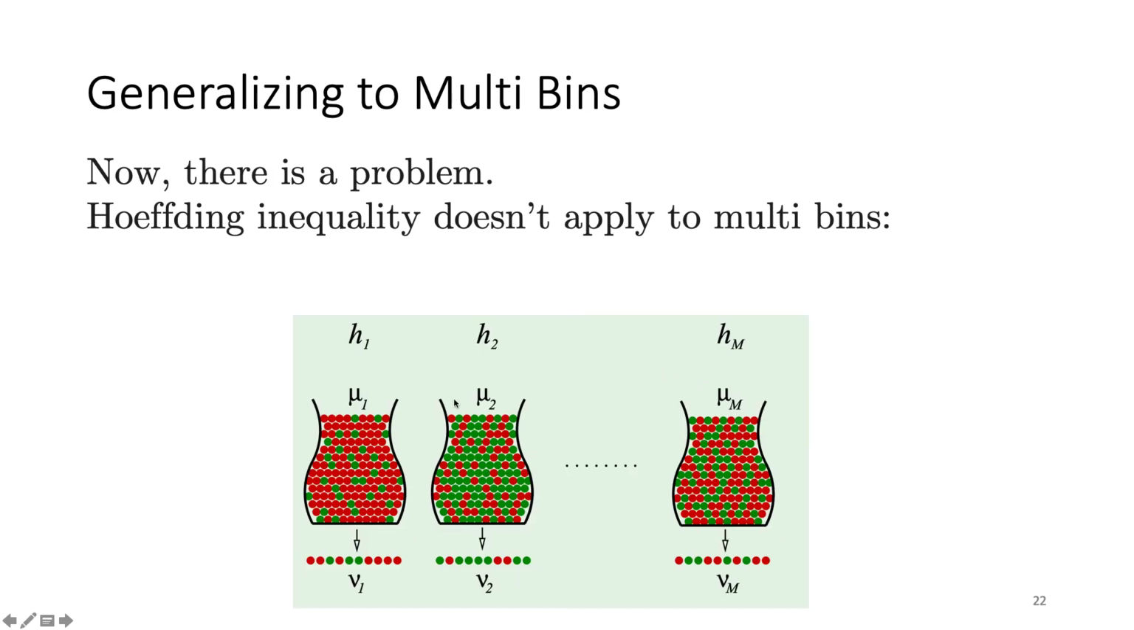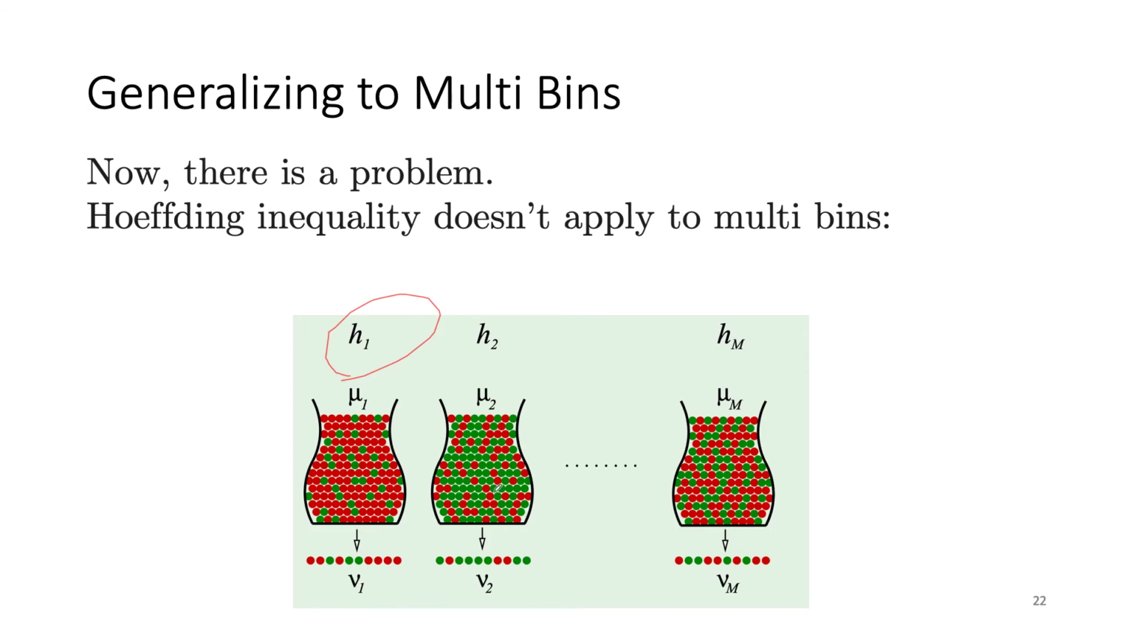So if you have multiple bins now, each of those bins corresponds with one hypothesis, one H. One hypothesis can define this. Bin 1, we have hypothesis 1. It has its own mu, and it has its own nu, the one that we took out of it.